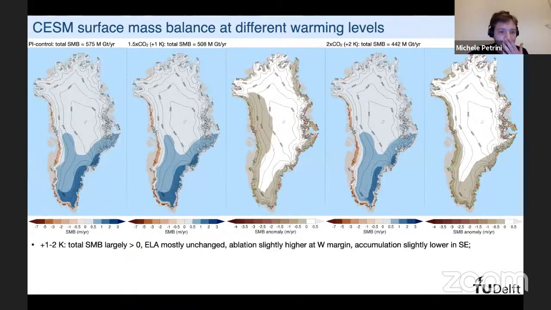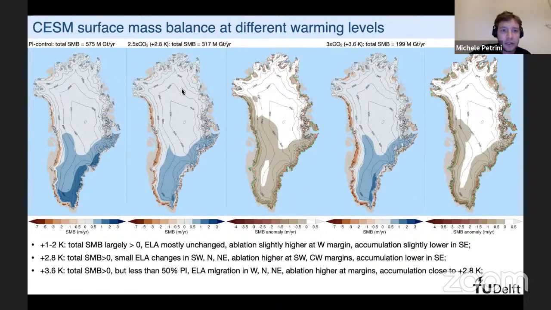Now, I just want to show you the SMB. You can see a map of the SMB for the PI control here. This is the 1.5 times CO2, so +1 Kelvin. And this is the 2 times CO2, +2 Kelvin. You can see the SMB and the anomaly. And you can see that for these two scenarios, the total SMB is largely positive and the equilibrium line altitude, the ELA, is mostly unchanged. The ablation is slightly higher at the western margin, but not much. And the accumulation is slightly lower in the southeast for the 2 Kelvin scenario.